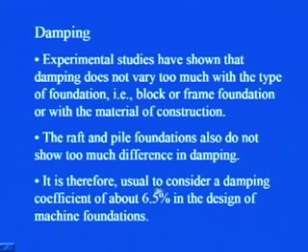It is therefore usual to consider a damping coefficient of about 6.5% in the design of machine foundations. Since the amount of damping is not dependent on the type of foundation or the construction material, whether it is a raft foundation or a pile foundation, it has usually been seen that considering a damping of 6.5% serves the purpose for the design of machine foundations.